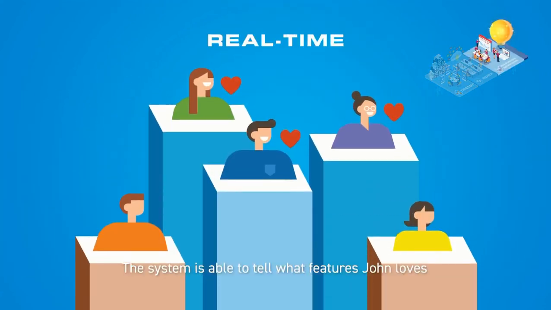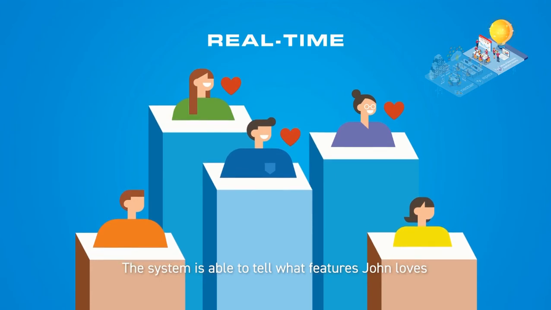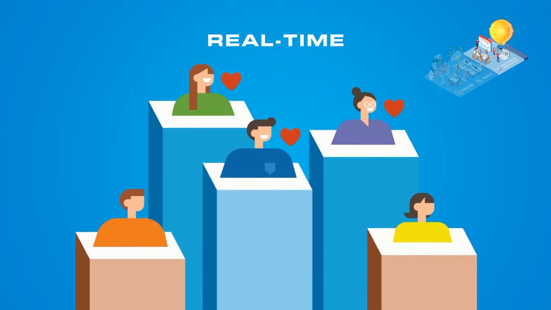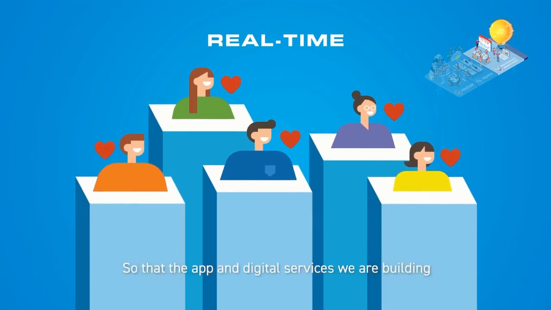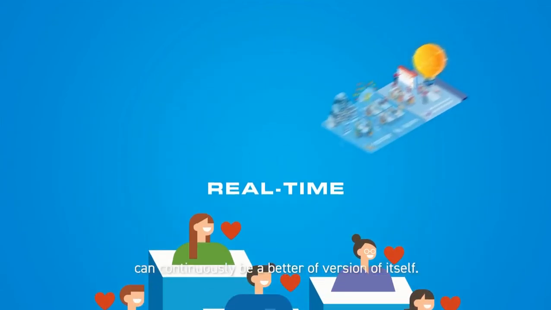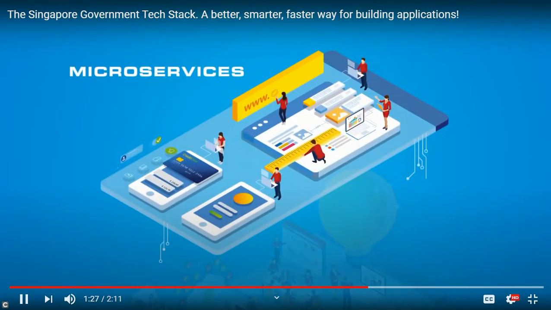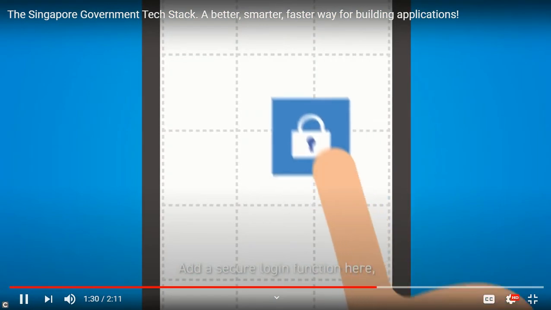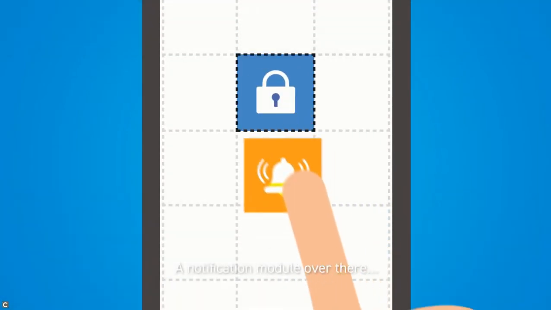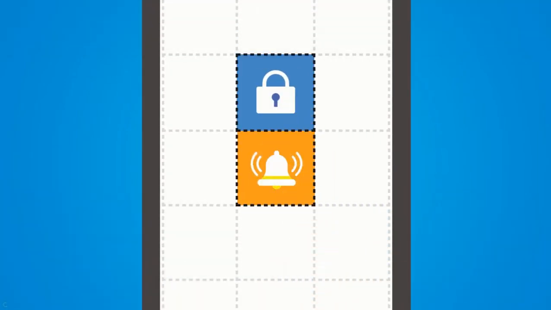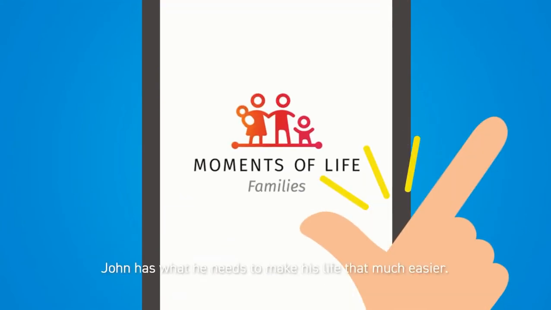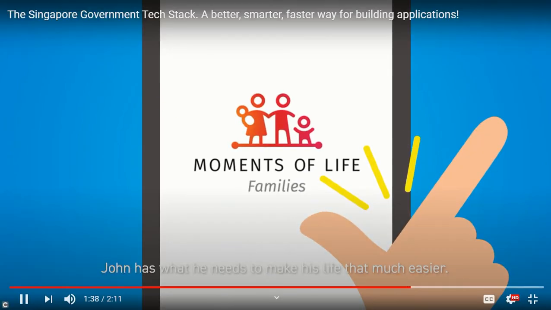The system is able to tell what features John loves and what he doesn't love so much, so that the app and digital services we are building can continuously be a better version of itself. Add a secure login function here, a notification module over there, finishing touches, and voila! John has what he needs to make his life that much easier.